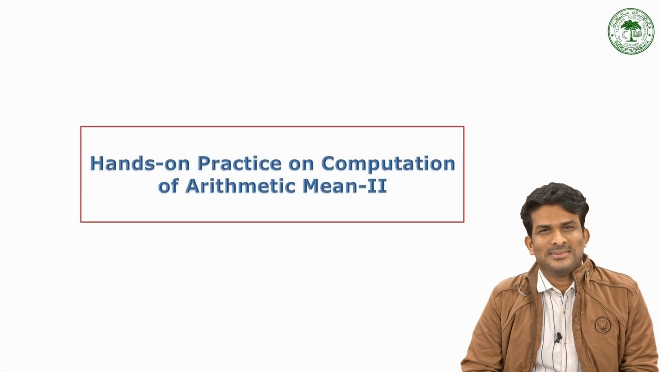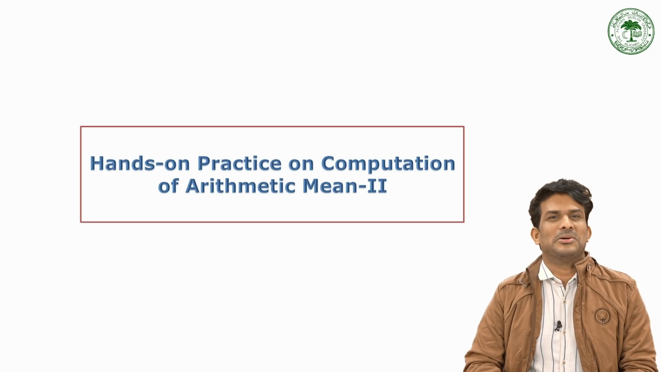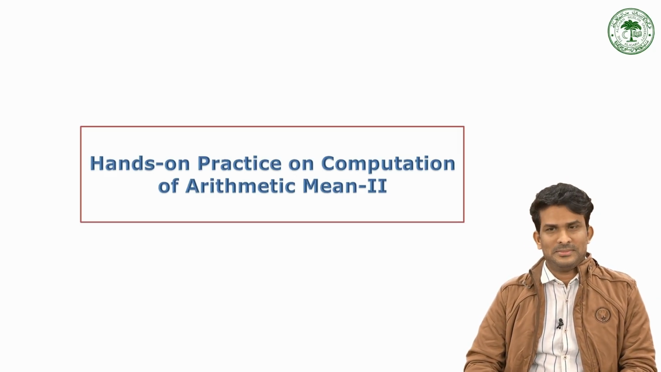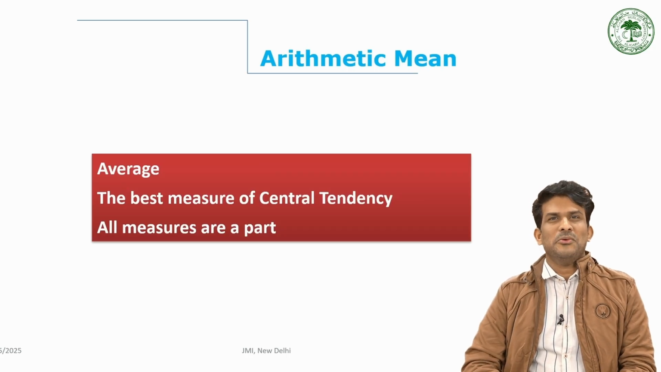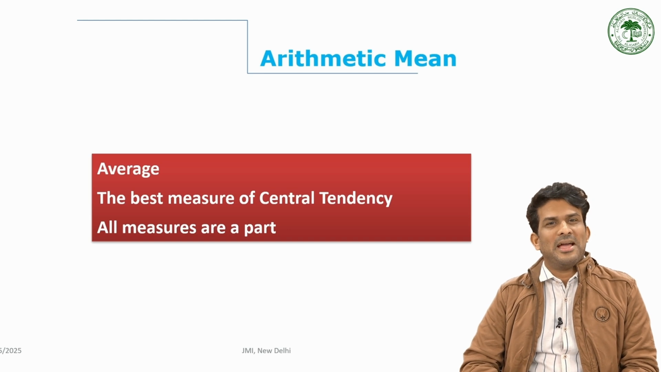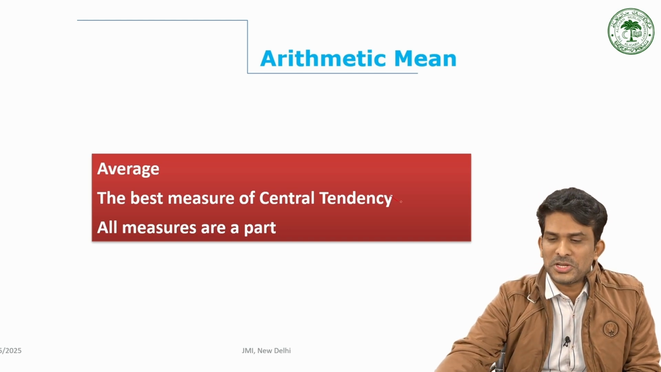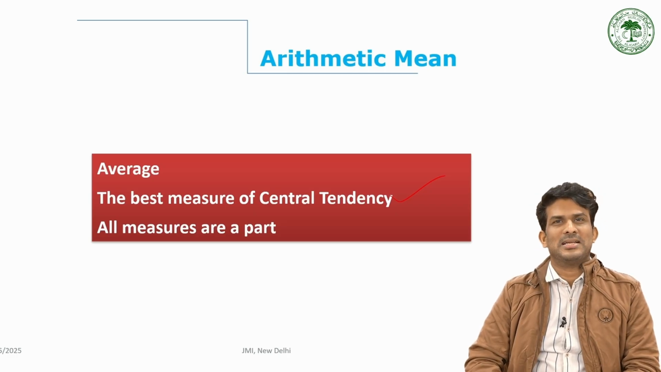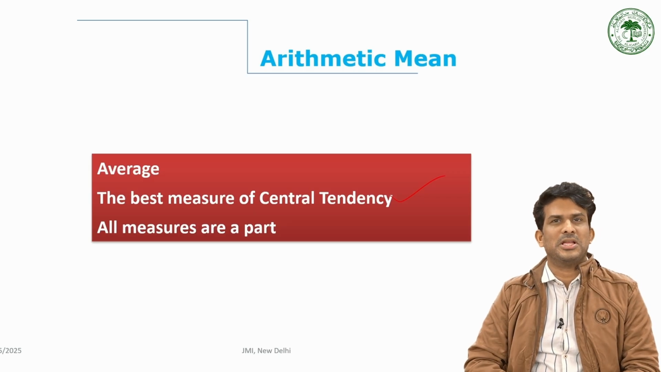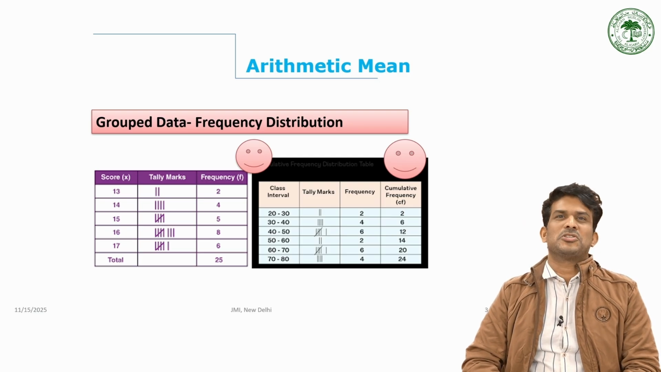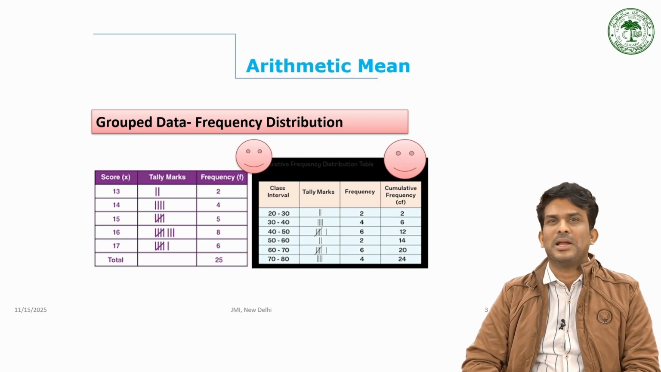Hello everyone. Now we are in another video on hands-on practice of computation of arithmetic mean. You know what is arithmetic mean? Generally we call arithmetic mean as average. It is the best measure of central tendency. Other than median and mode, it is considered the best measure since it takes all the observations into account while calculating arithmetic mean. For a frequency distribution, what is the formula for calculating arithmetic mean?